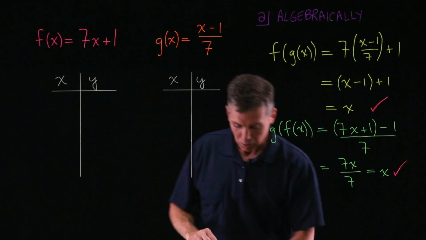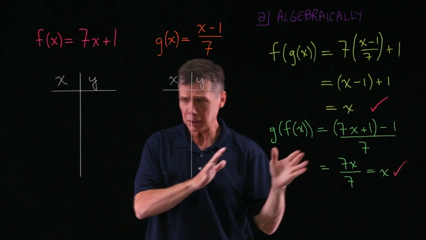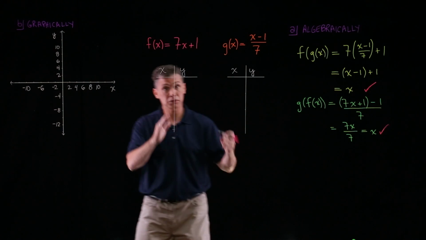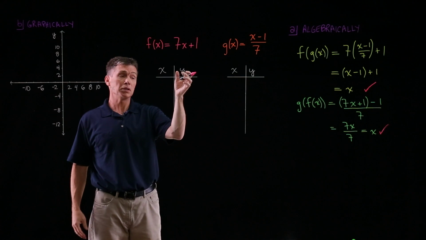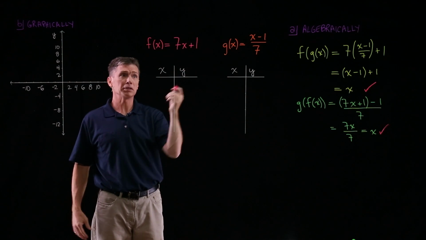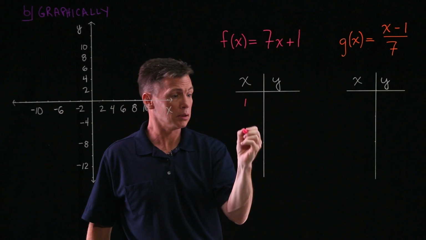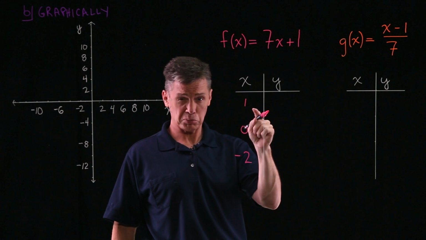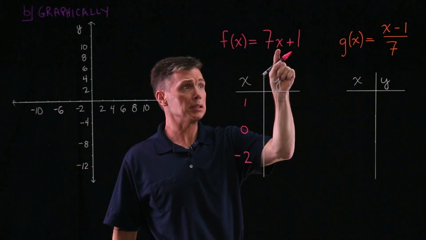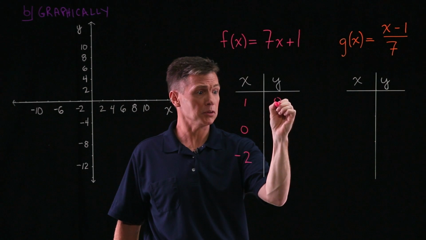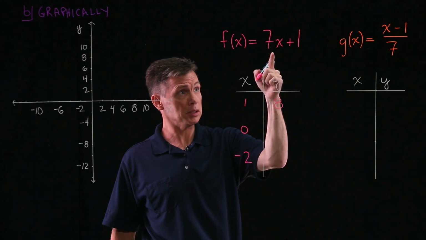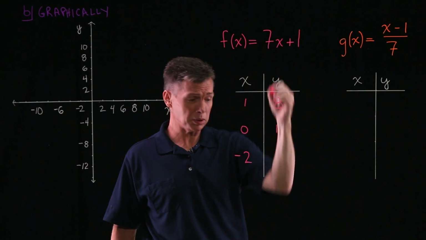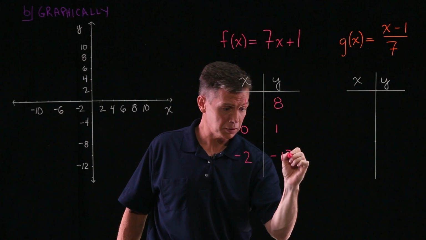Okay, so now, algebraically confirmed. We also want to do this graphically. They asked us to. So what I'm going to do is set up a little xy table for each of these. Let's pick some hopefully friendly values of x. Like I'll do 1, 0, minus 2. Good old xy tables. We just do some plugging and chugging. 1 plugged in here looks like 7 plus 1, which is 8. 0 plugged in here looks like 1. And a minus 2, it's a minus 14, plus 1 looks like minus 13.